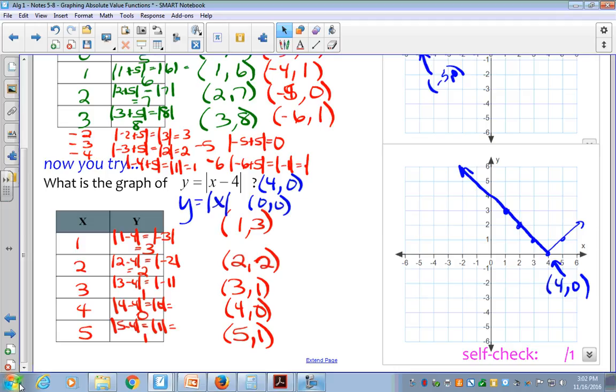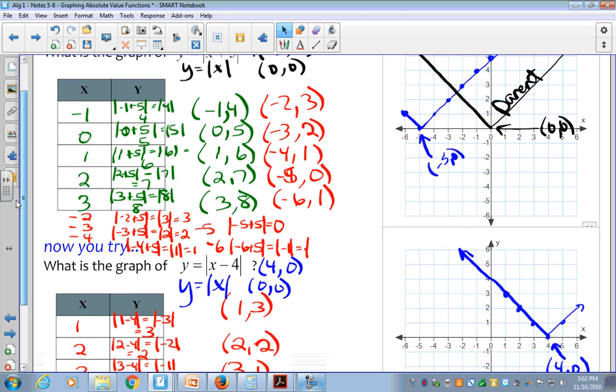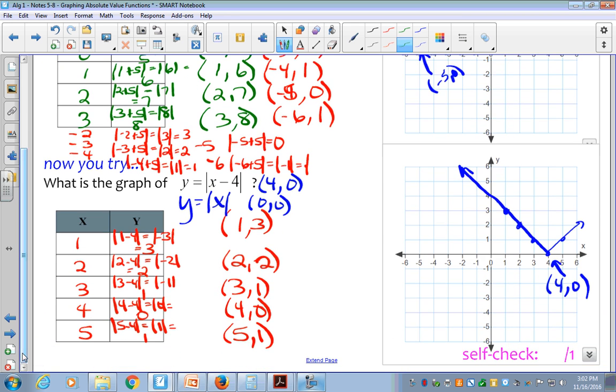So what I can tell you is the 4 is not a coincidence, nor is the 5 a coincidence. And what I want to tell you, make sure we note, is that it's always opposite whatever sign it is inside those absolute values. So for this one, x plus 5, it happens at negative 5, 0. When it's x minus 4, it's at positive 4, 0. So it's always the opposite of what's inside the absolute value.